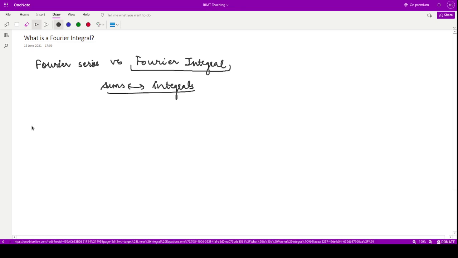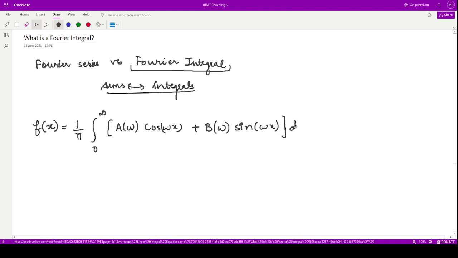So let me first tell you what a Fourier integral looks like, and then we shall see where it came from. In that case, your given function f of x is defined by 1 by pi, integration from 0 to infinity, a of omega cos omega x. I'll be telling you all these terms, what are this omega, a omega, and terms like that. So just bear with me. So we have plus b omega sine omega x d omega.